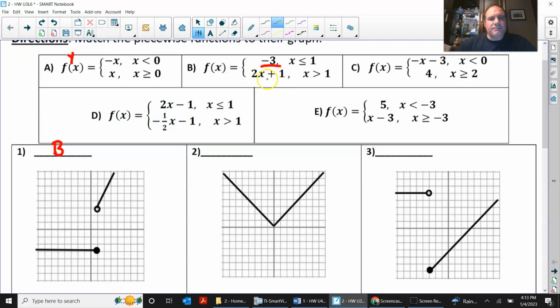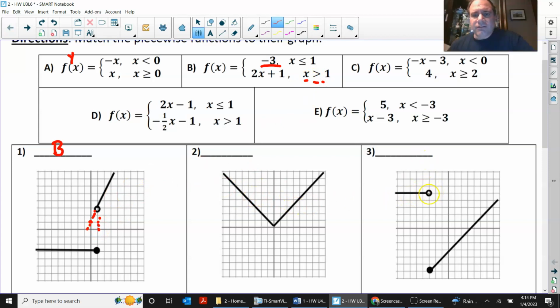You could see 2x plus 1. This would cross the y-axis right about here if you continue that line. So that's a rise of 2, a run of 1, rise of 2, run of 1. That's a slope of 2. It starts at 1, so that's why its x is greater than 1. So that's B. Number 2 I'm skipping.